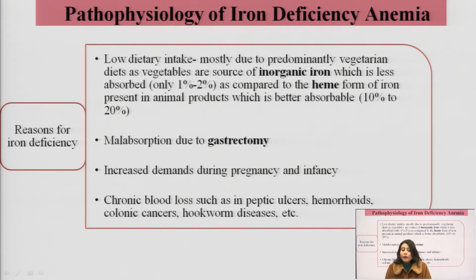Then chronic blood loss such as in peptic ulcer, which is ulceration of the stomach and the intestine, hemorrhoids, which is also known as piles, then colonic cancers, the cancers of the intestine, or intestinal infestations with worms like tapeworm, roundworm and hookworms. These all conditions can result in chronic blood loss from the body. And this can again result in iron deficiency.